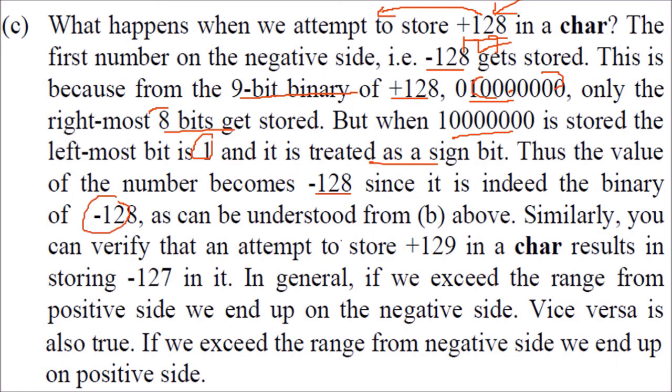So you can verify that if you attempt 128, you will actually go to minus 128, because 127 is the end of the range, 128 goes to minus 128, and 129 goes to minus 127. So if we exceed the range on the positive side, we end up on the negative side. And this is true for the negative side also. If we exceed the negative side, we go to the positive side.